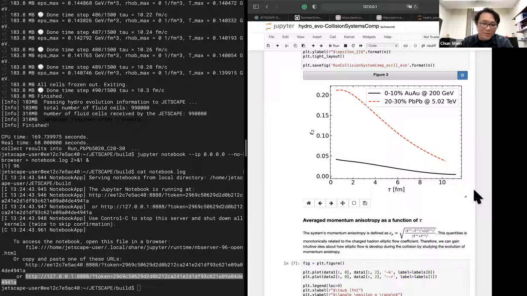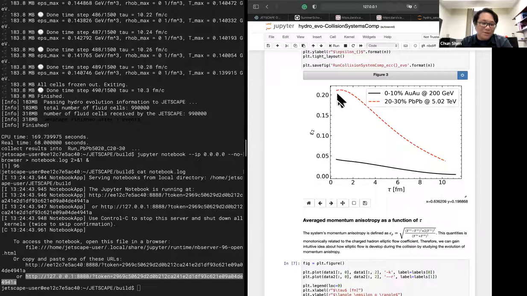Yeah, so good question. My expectation is that they will be similar because they are very big nuclei. So if I look at a similar centrality, 20 to 30%, if they correspond to a similar range of impact parameter, then the initial eccentricity will be similar.